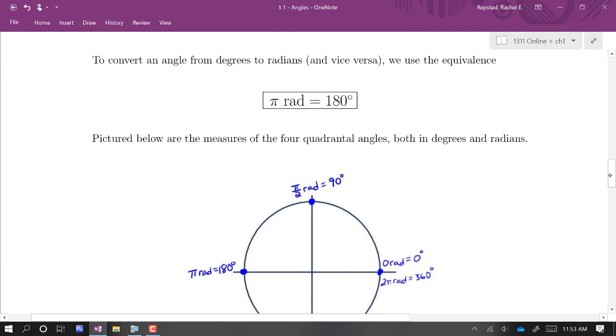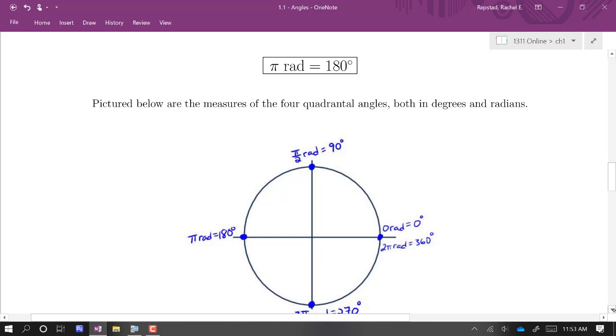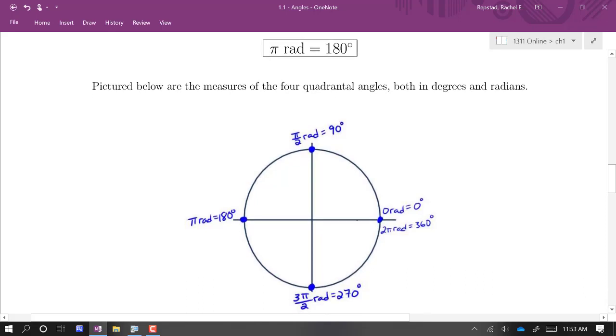Since we can measure an angle in radians or degrees, there's a way to go back and forth, and that is simply the equivalence that pi radians is equal to 180 degrees. So here we have the 4 quadrantal angles. 0 degrees is 0 radians, and we always measure an angle, we say a standard position angle, starting at the positive x-axis, so here's the positive x-axis, and we measure counterclockwise from there.